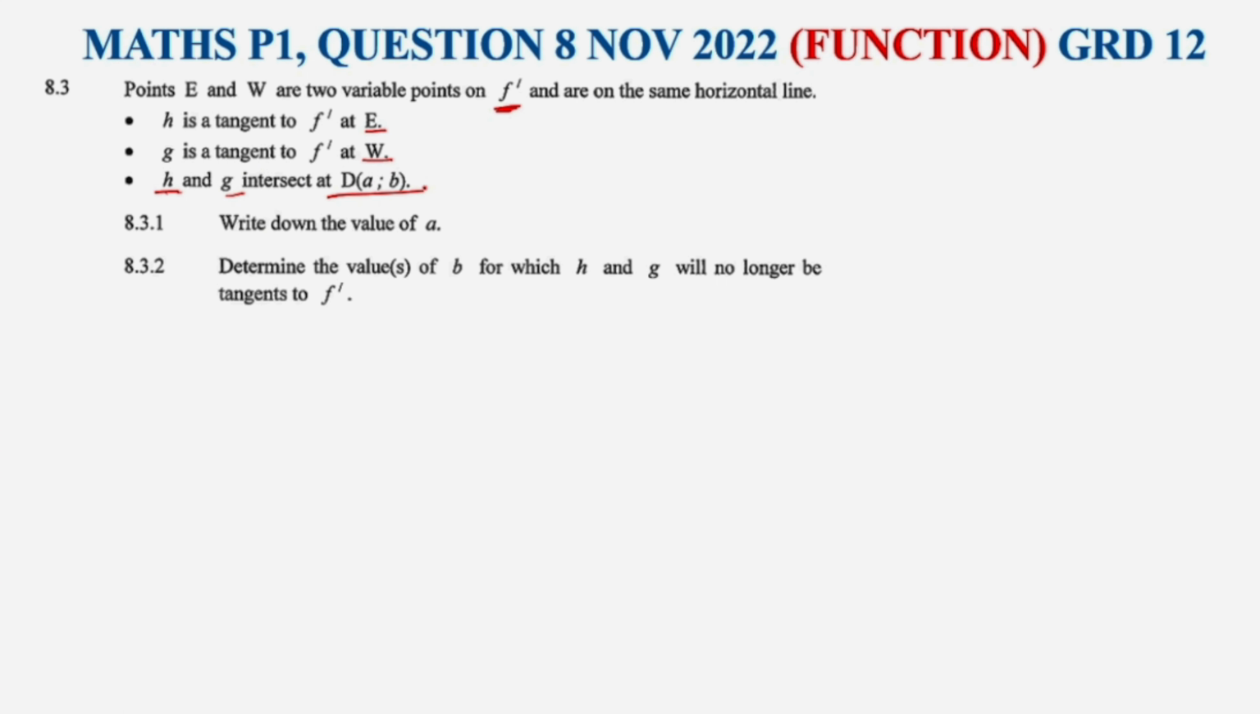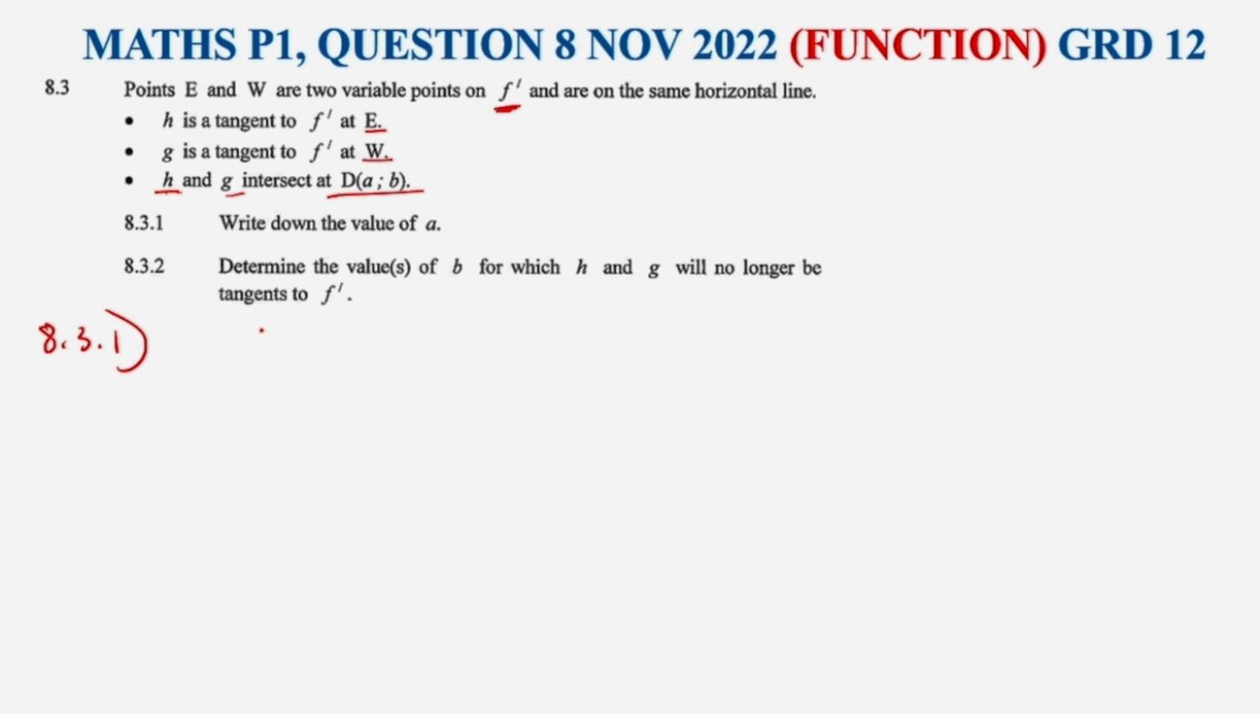Now they said 8.3.1, write down the value of A, and 8.3.2, determine the values of B for which H and G will no longer be tangent. All right, great stuff. Now we know that immediately when you hear a tangent on a cubic function, guys, just know it's the point of inflection. That's where the tangent is normally touching on these graphs.